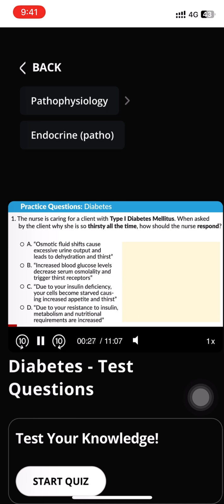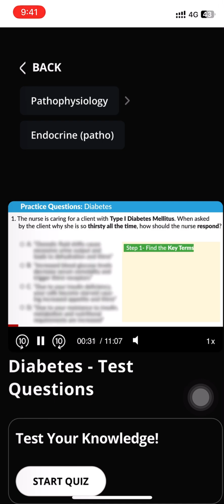All right, so let's break it down following the question breakdown strategy. So, number one, we first look at the key terms in the question. The question states type 1 diabetes and so thirsty all the time. Now, number two, always think of a few things you know about those key terms.